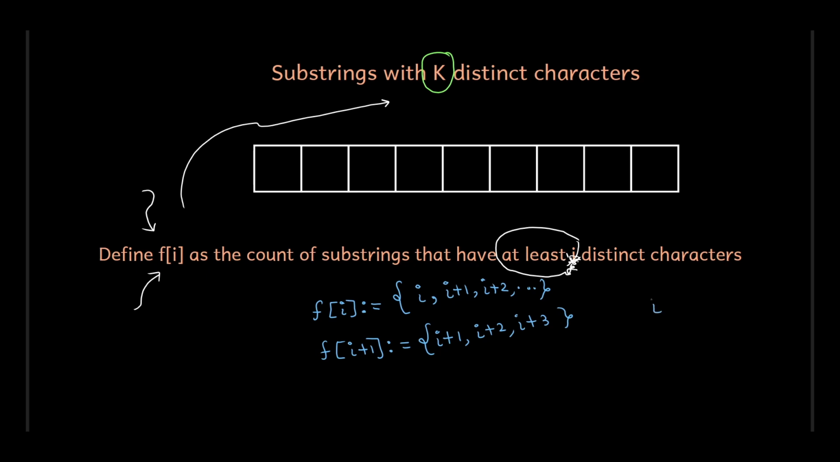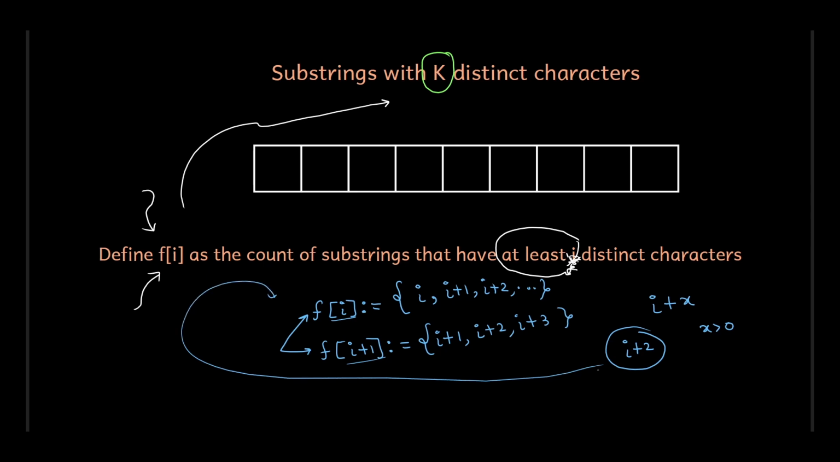So now notice any substring that has I plus x unique characters, where x is strictly greater than 0, will be counted here as well as here. Because if, for example, it has I plus 2, then I plus 2 is at least I and also at least I plus 1. So it will be counted here and here, and the number of times that you count it over here will be exactly the same as the number of times that you count it over here.